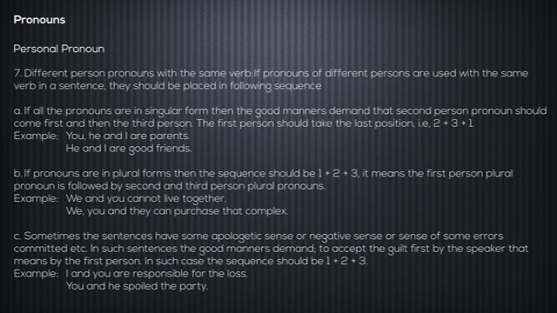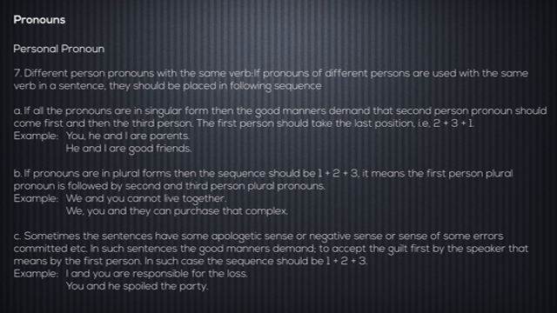B. If pronouns are in plural forms, then the sequence should be 1, 2, 3. It means the first person plural pronoun is followed by the second and the third person plural pronouns. For example, we and you cannot live together. We, you and they can purchase that complex.